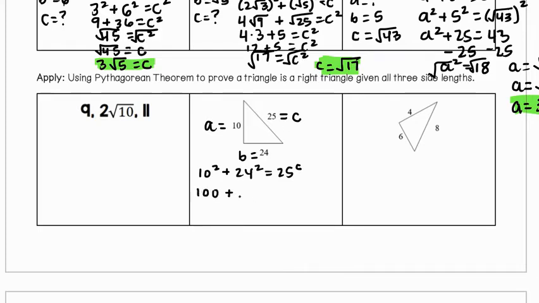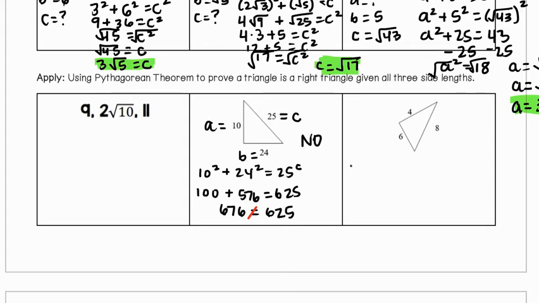100 plus 576 should equal 625. That gets us 676 equals 625. Well, we know that this is not a true statement, so this would not be a right triangle because the Pythagorean theorem did not work.